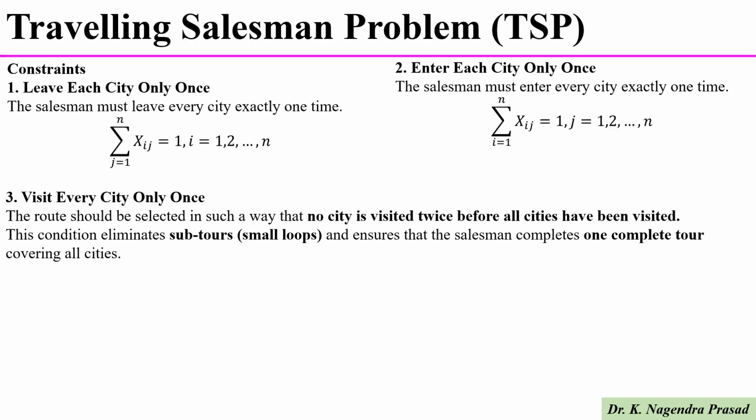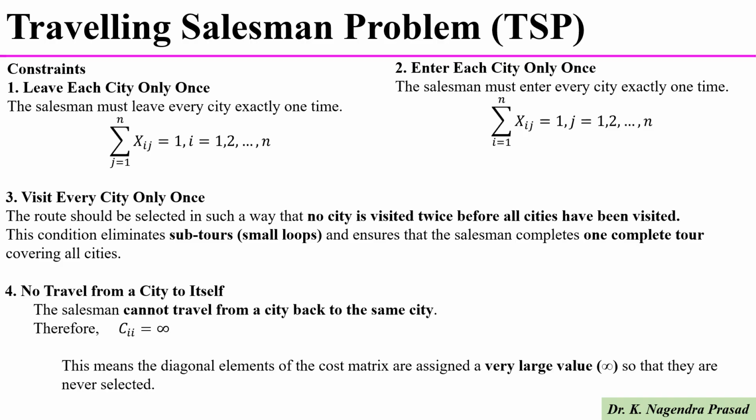The third constraint: visit every city only once. The route should be selected in such a way that no city is visited twice before all cities have been visited. This condition eliminates subtours and ensures that the salesman completes one complete tour covering all cities.